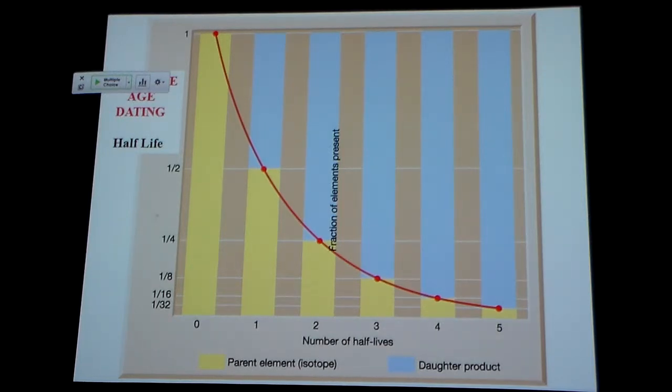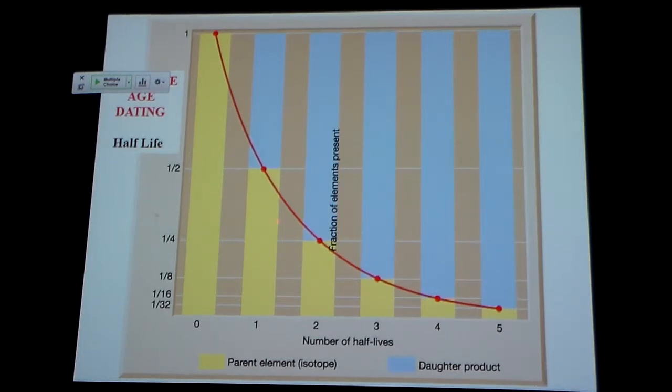Okay. The stuff I start with we call the parent material. The stuff we end up with is the daughter material. Why it isn't the son material, I don't know. But we go from parent material to daughter material. And after half of that has decayed, so I'm half parent, half daughter, that's one half-life. I've decayed half the material.